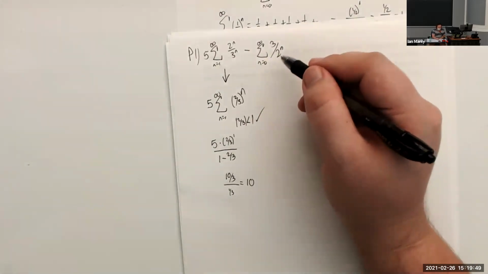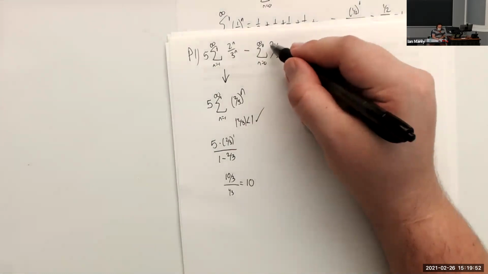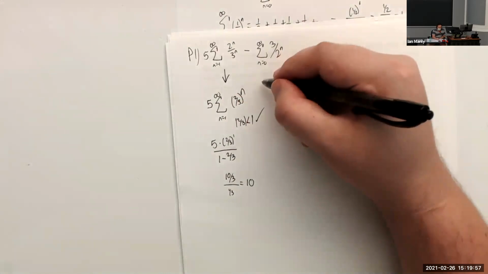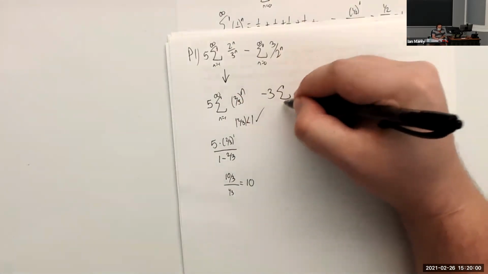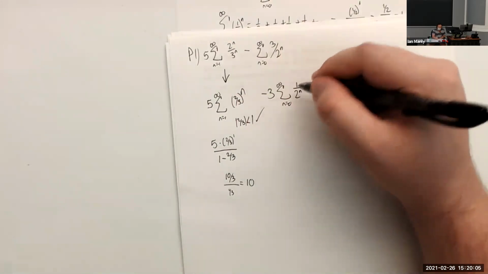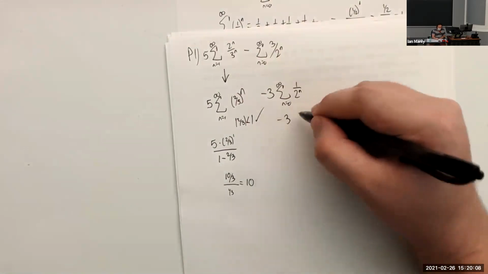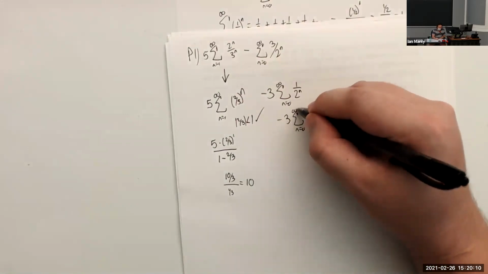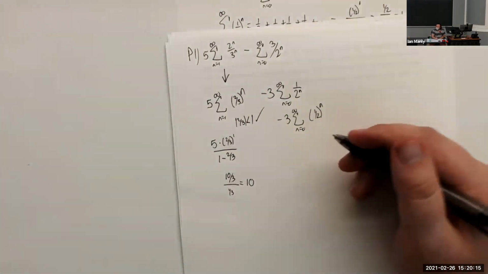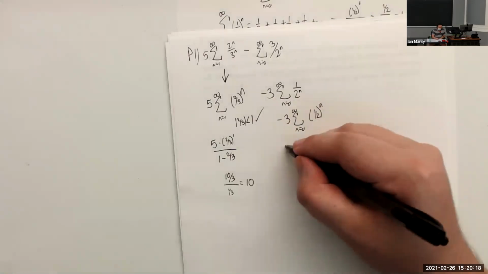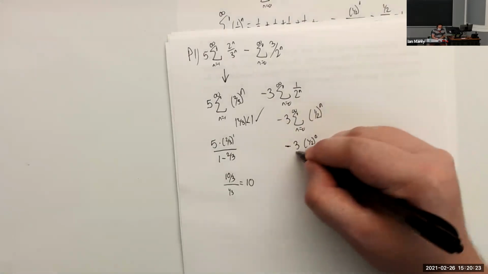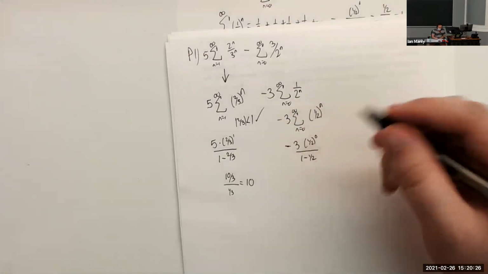All right, let's take a look at this other part of the series. So this 3 doesn't have an nth power in it, so we can't do something similar to what we did here. So I'm going to move that 3 outside of the series. And now 1 over 2 to the n, that's the same thing as 1/2 to the n. All right, so then now we can use our formula. So we have minus 3, and then we have 1/2 to the 0 over 1 minus 1/2.